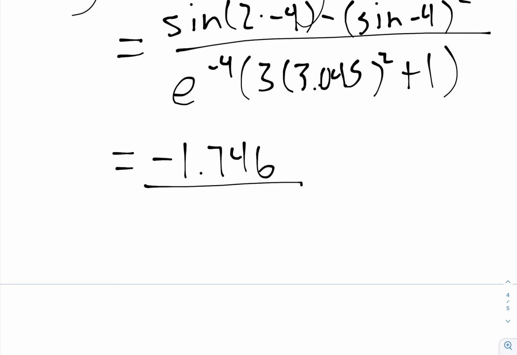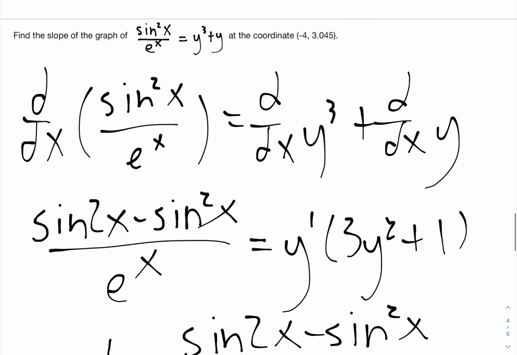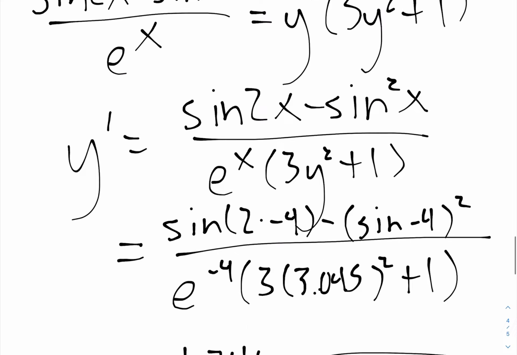So what we get there is 0.5277 for the bottom. Let's put that in our calculator. And that's going to give us negative 3.31. So this is going to be the slope of this relation at the coordinate -4 and 3.045.